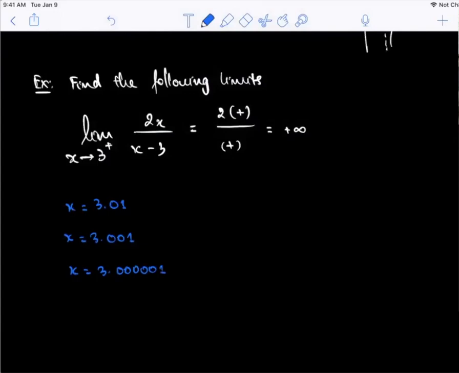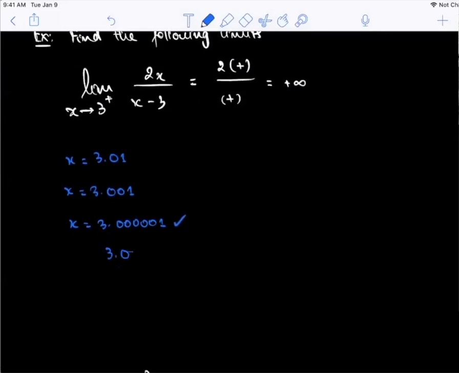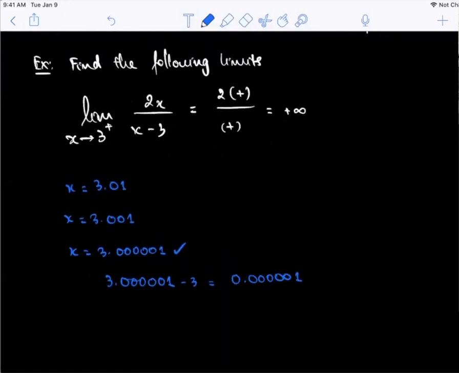And you substitute this value into the denominator, and you will find out that, let's say I pick this one, 3.0001 minus 3 gives me 0.0001, which is a very small number. When you have a very small number in the denominator, it will make the fraction become a very big number, a big positive number in this case. So therefore, you have positive infinity.